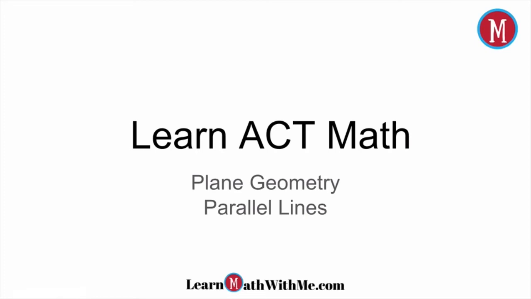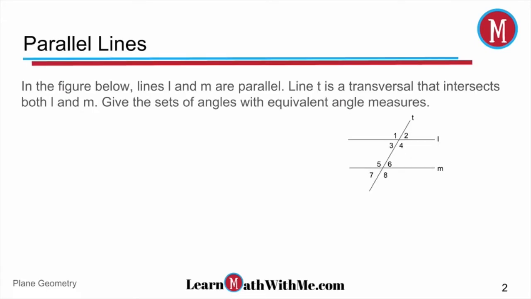This is the plane geometry video for parallel lines. In our first example, it tells us that in the figure below, lines L and M are parallel. Line T is a transversal that intersects both L and M. Give the sets of angles with equivalent angle measures.